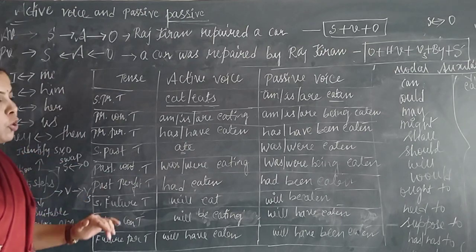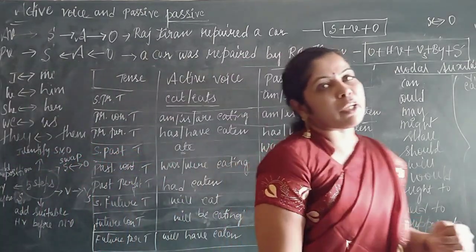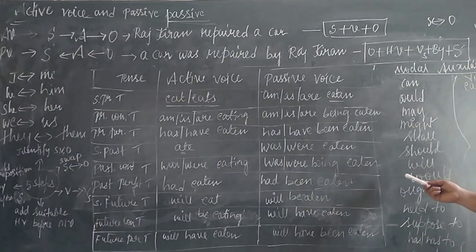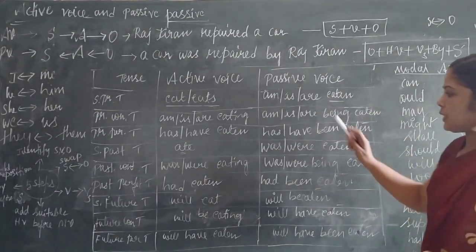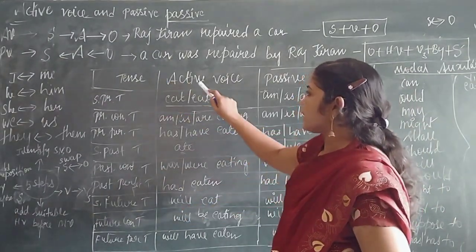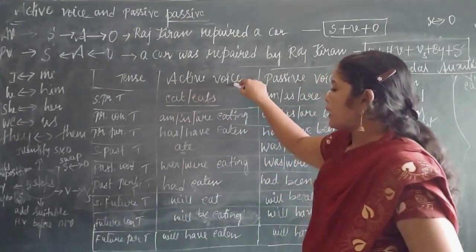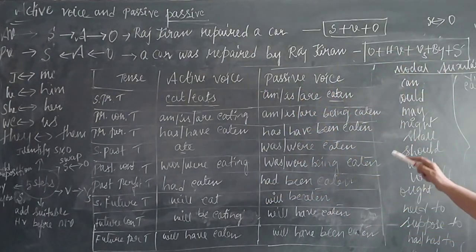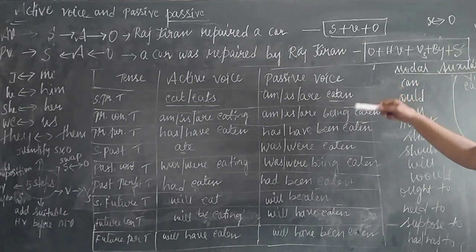And you must know what are the suitable helping verbs which have to be added to the passive voice according to the tense. Let us see. Suppose, according to the tenses, this is the active voice sentences and these are the passive voice sentences. Let us take a main verb, as in eat, for example, and see how it changes.